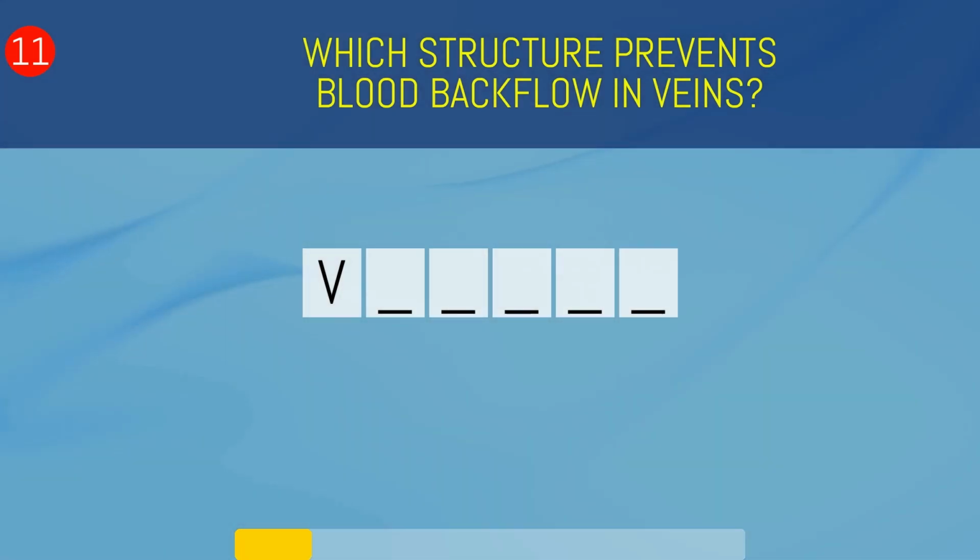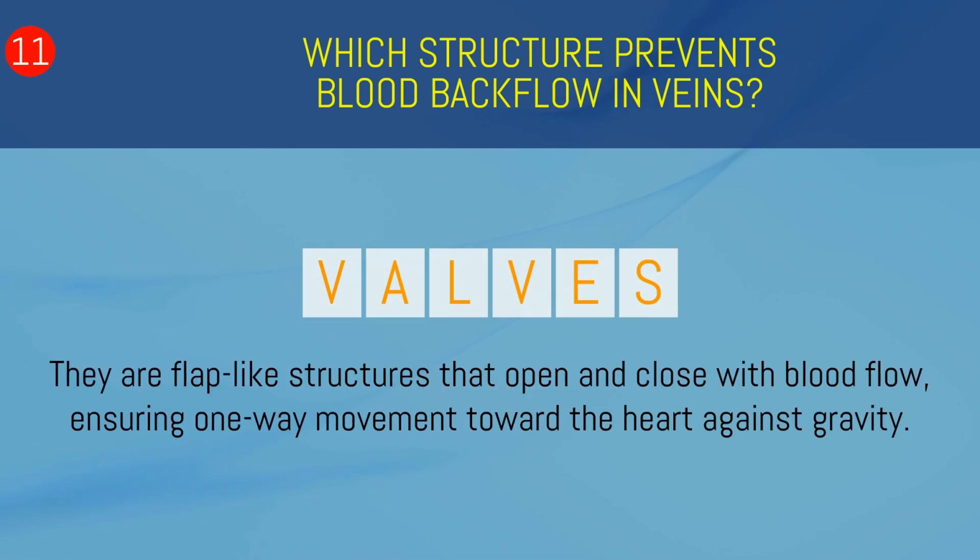Which structure prevents blood backflow in veins? Valves. They are flap-like structures that open and close with blood flow, ensuring one-way movement toward the heart against gravity.